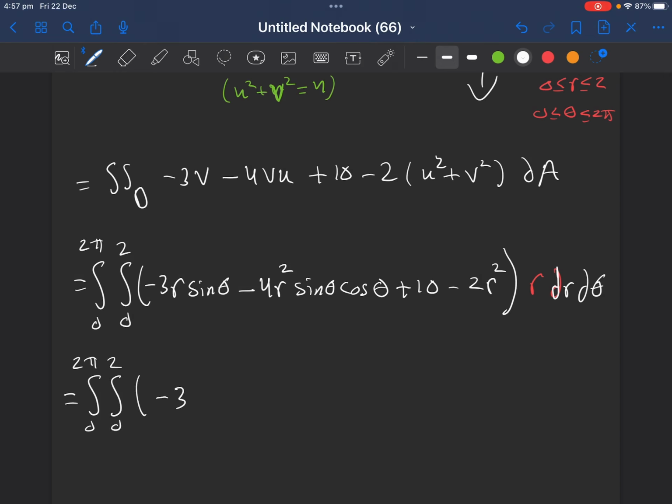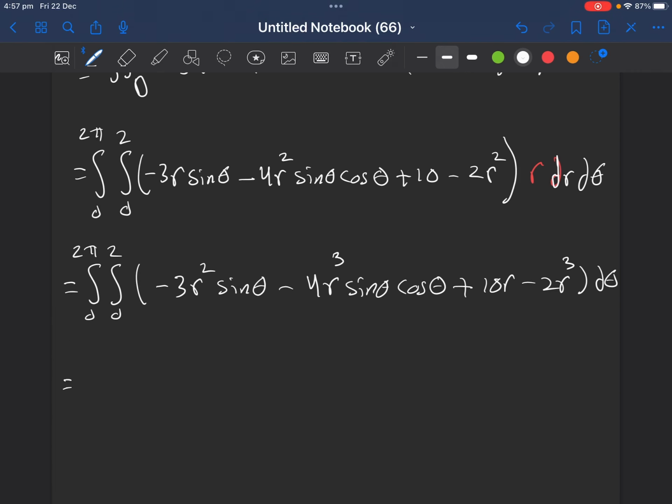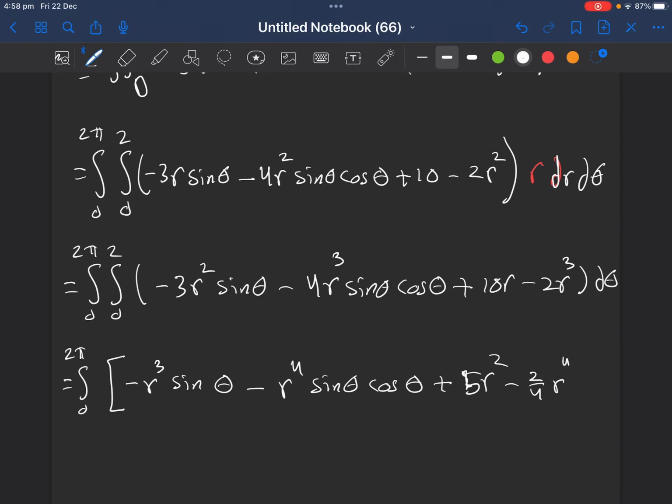Now if we distribute the minus, it will be r squared sine theta minus 4r cubed sine theta cosine theta plus 10r minus 2r cubed d theta. If we do the first integral with respect to r, this will be negative r cubed sine theta, negative r to the power 4 sine theta cosine theta plus 5r squared minus 2 over 4 r to the 4, from 0 to 2.